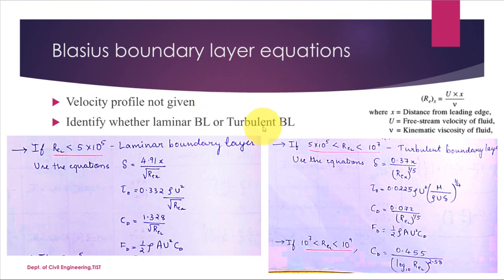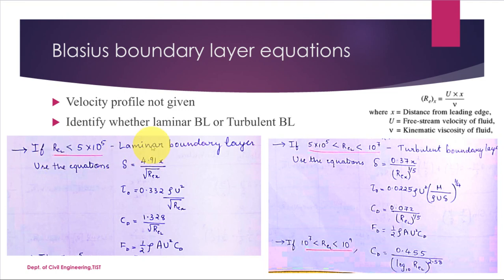For identifying that, we can take the help of Reynolds number. Reynolds number Rex is equal to U into X by nu, where X is the distance from the leading edge, U is the free stream velocity, and nu is the kinematic viscosity of fluid. Here, when you use this value, instead of Rex, you can use Rel. You can take the entire length of the plate. So Rel is equal to U into L by nu, where L is the length of the plate. Here I have written Rel.